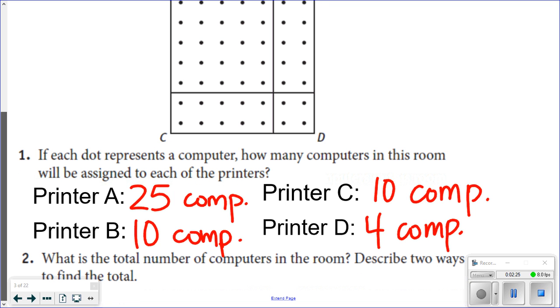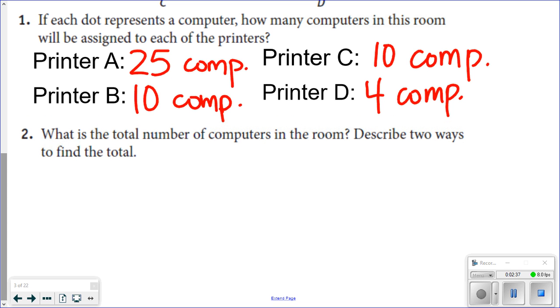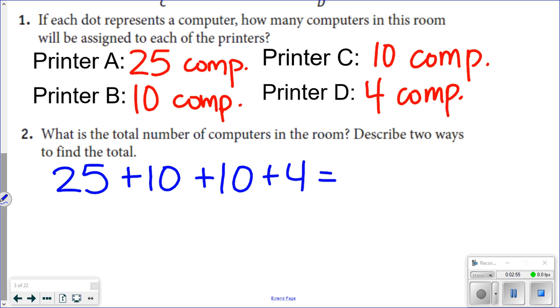Go ahead and answer question 2. What is the total number of computers in the room? So the total that I got was 49. And let's do one way we can do that. So 25 plus 10 plus 10 plus 4 gives us 49.